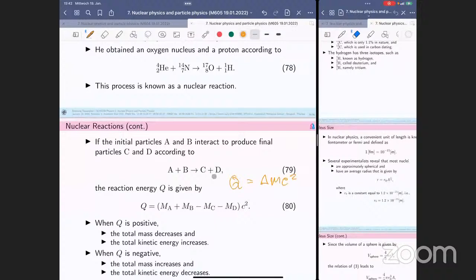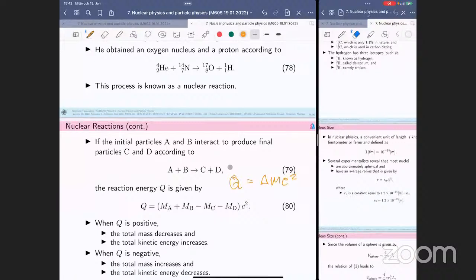And once they crash down, they build up two new nuclei. They also have kinetic energy. They would move, but when Q is positive, the total mass decreases. So the summation of the mass C and mass D is less than the summation of mass A and mass B. Once we lose the mass, it is converted to energy, and Q is positive. These two particles will have more velocity or more kinetic energy when Q is positive.